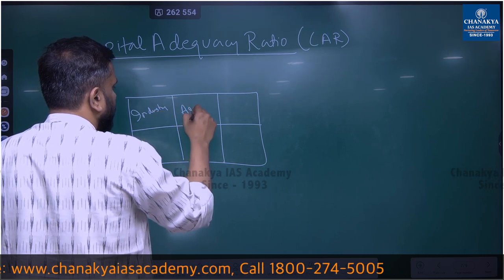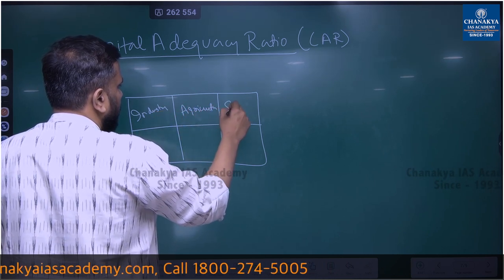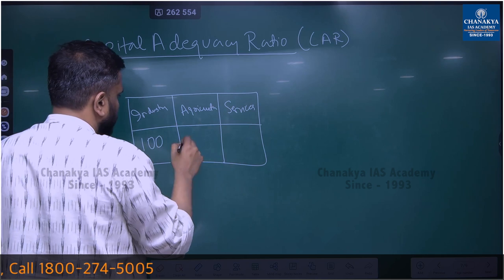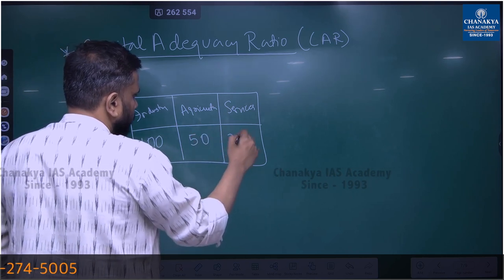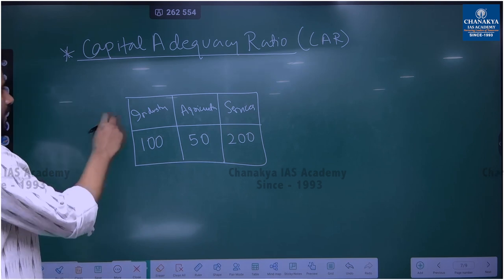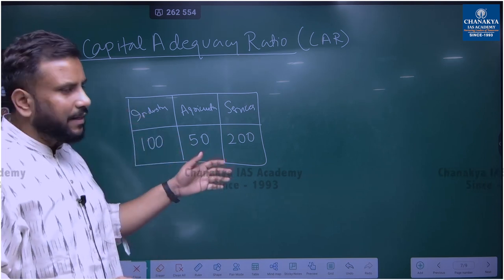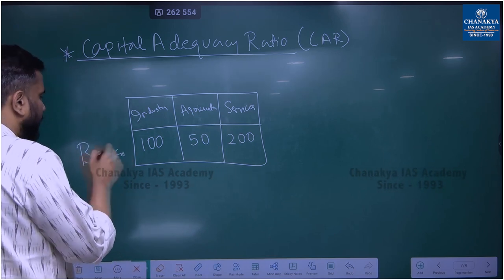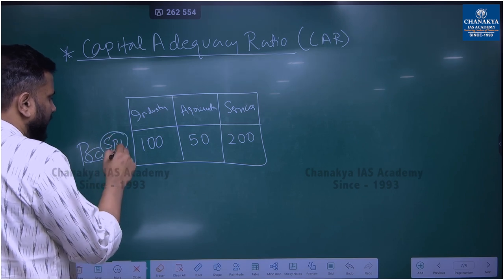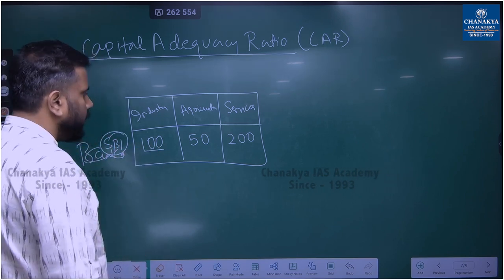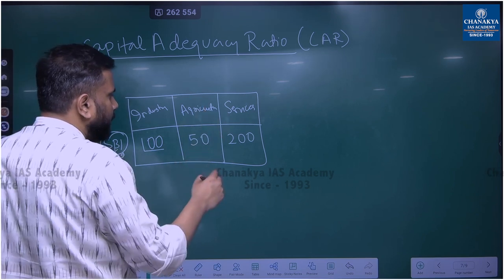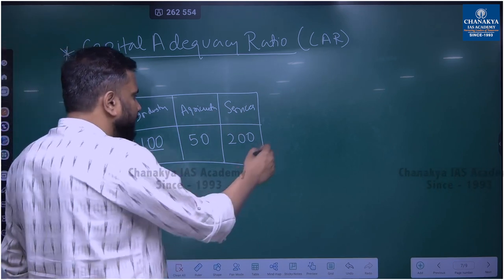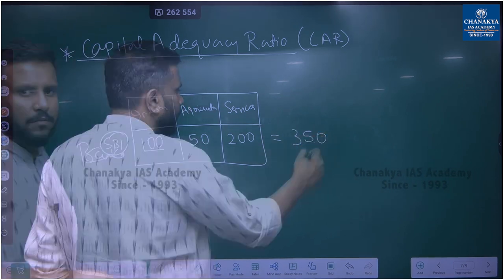Now suppose industry, agriculture and services sector, right. Suppose these are the three sectors: industrial sector, agriculture sector, and services sector. Now the banks have given, take any bank, maan lo SBI. So SBI has given 100 rupees of loan to industry, 50 rupees of loan to the agriculture sector, and 200 rupees loan to the services sector. So what is the total loan which SBI has given? It is equal to 350, right?